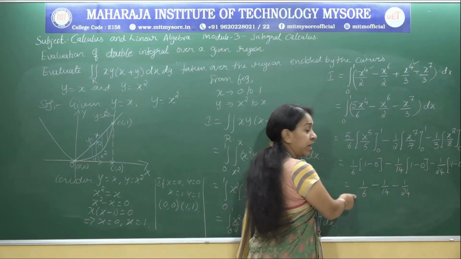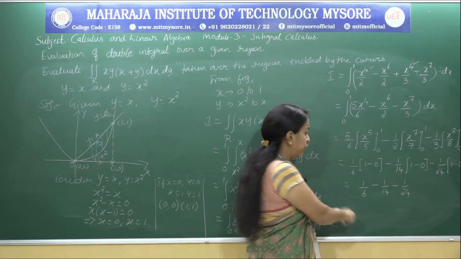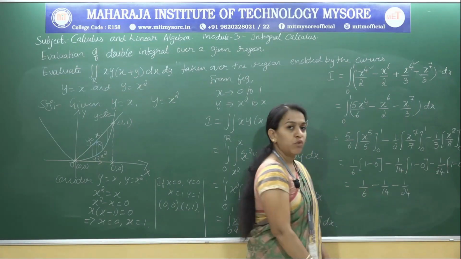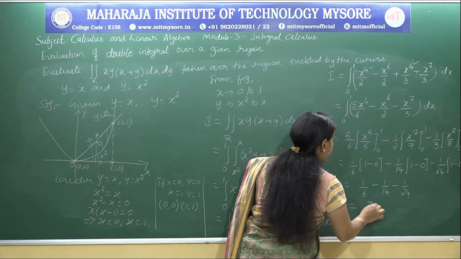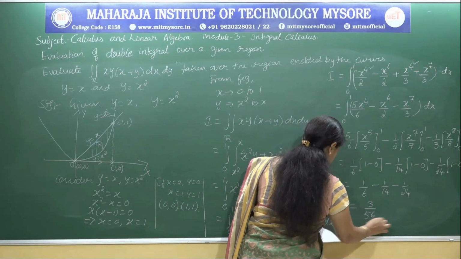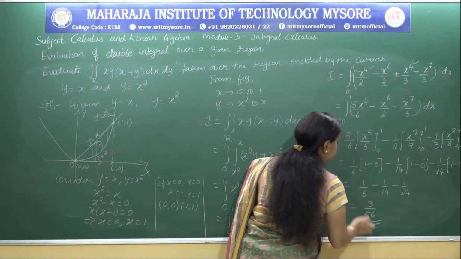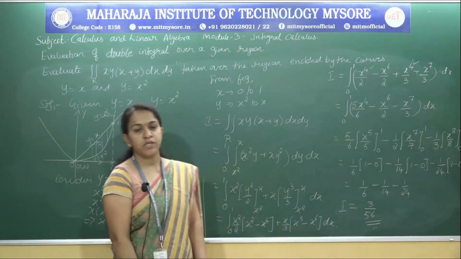If I take the LCM and simplify 1 by 6 minus 1 by 14 minus 1 by 24, we remain with 3 by 56. So the required result is 3 by 56.